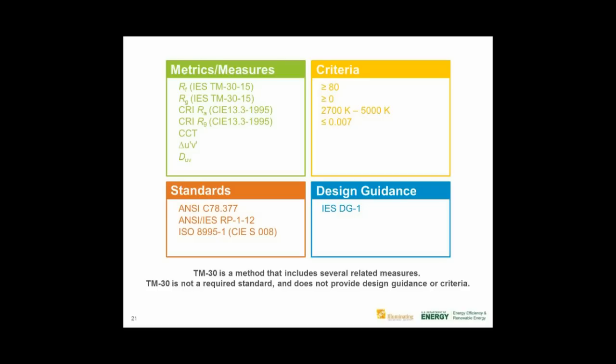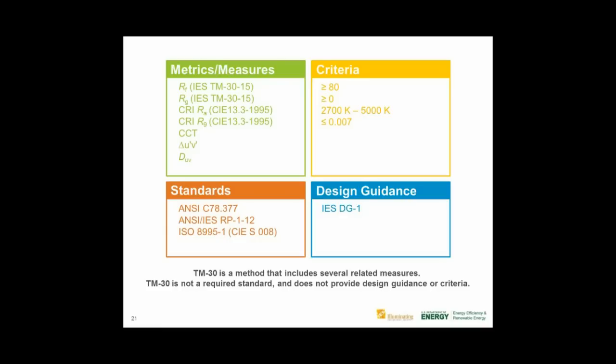We also have design guidance, for example, IES DG-1. That's actually in the process of being updated. A quick plug for that from the IES Color Committee, that should be out fairly shortly. And finally, we have standards. So that's American National Standards Institute documents, ANSI, or ISO documents. And IES and CIE documents can also be part of those standards.